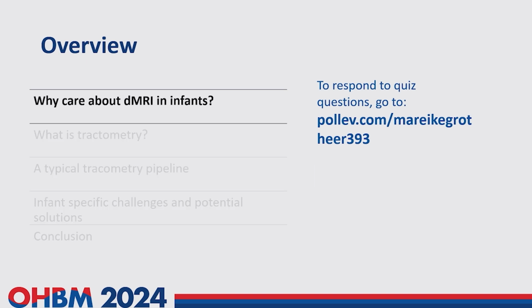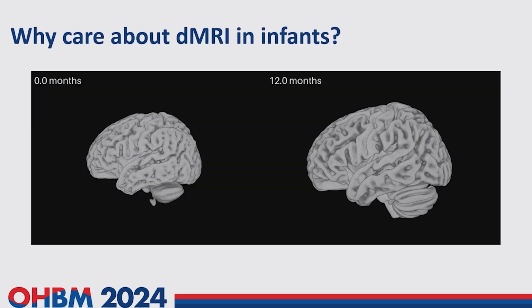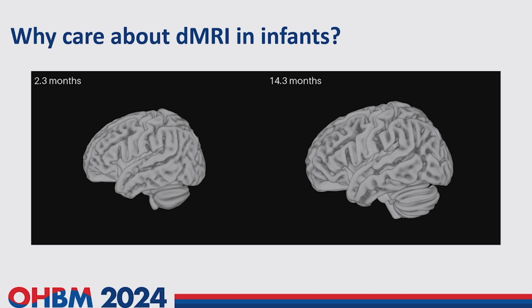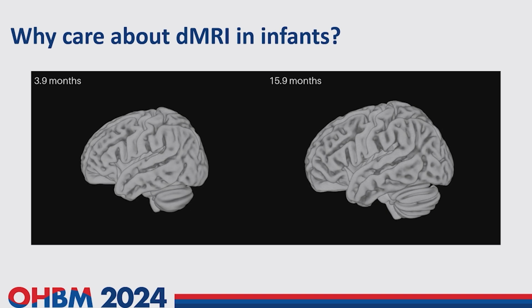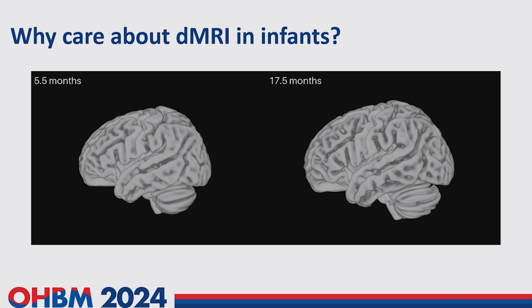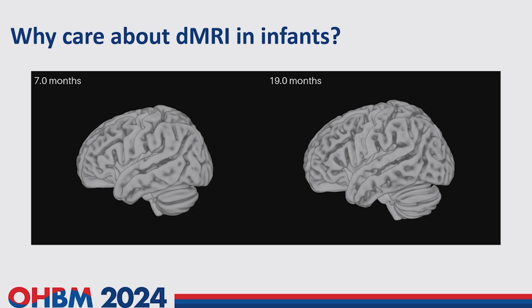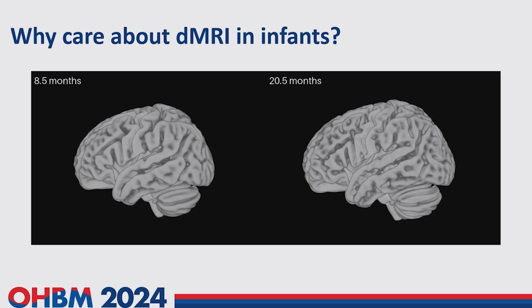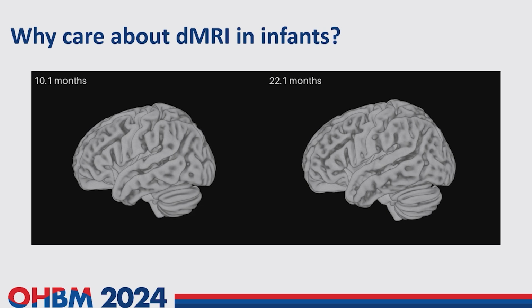So first of all, why might it be worthwhile to think about doing diffusion-weighted MRI in infants? To answer this question, I would like to show you a brief video. In this video, I'm comparing changes in the overall brain volume between the first and the second year of human life. And if you look very closely at this video, you might notice that the brain grows much more rapidly in the first year of life compared to the second year of life. In fact, the brain never grows as rapidly as it does during early infancy.